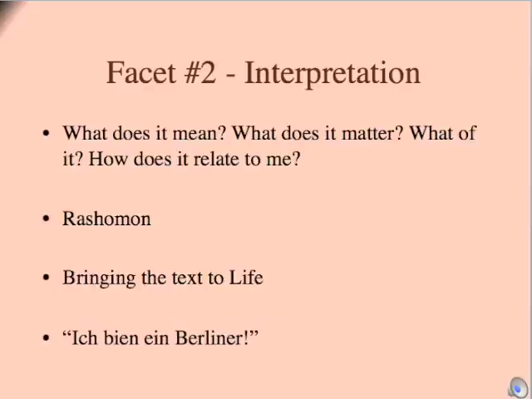Interpretation. What does this mean? And what does it matter? Why does it matter? What of it? How does it relate to me?